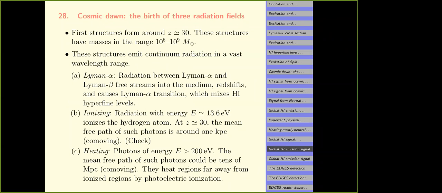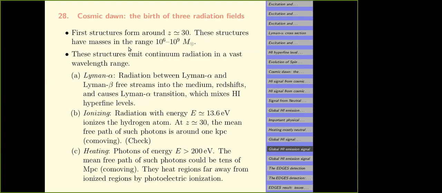So after a fairly long introduction, almost 2.5 lectures, I have finally come to what happened in cosmic dawn, and now we have all the machinery to solve this problem. So what happens is the first structures form around redshift of 30. You have been told this, you're studying structure formation as a part of this course. So you know that the first nonlinear structures form around redshift of 30.